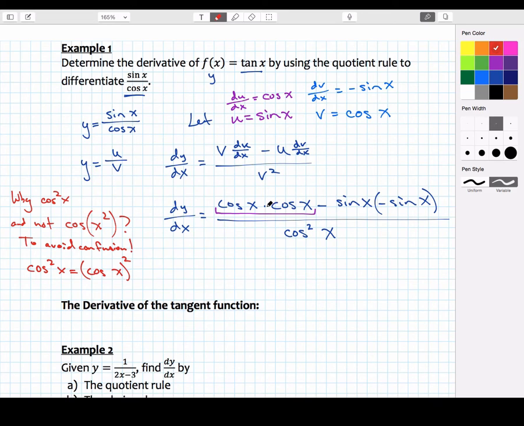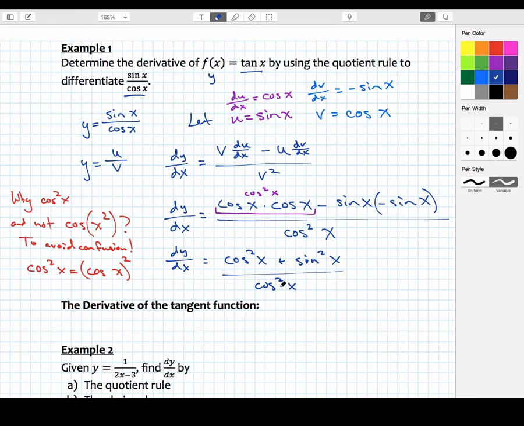Okay, so let's rewrite this. So dy dx simplifying: we know that this is cosine, this becomes cosine squared of x. So we have now cosine squared of x minus sine x times minus sine x is plus sine squared of x, all over cosine squared of x.